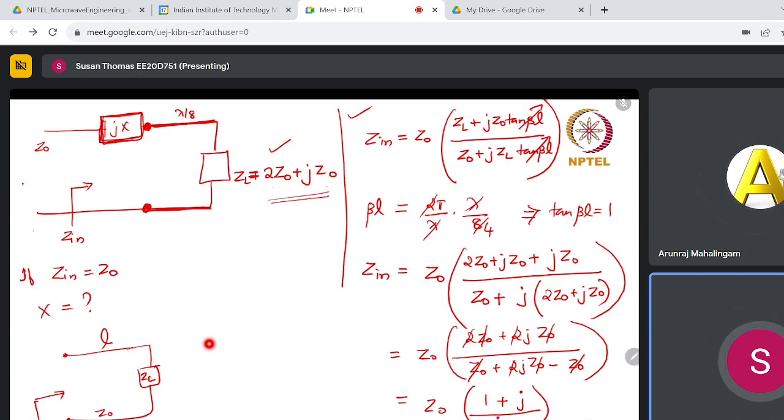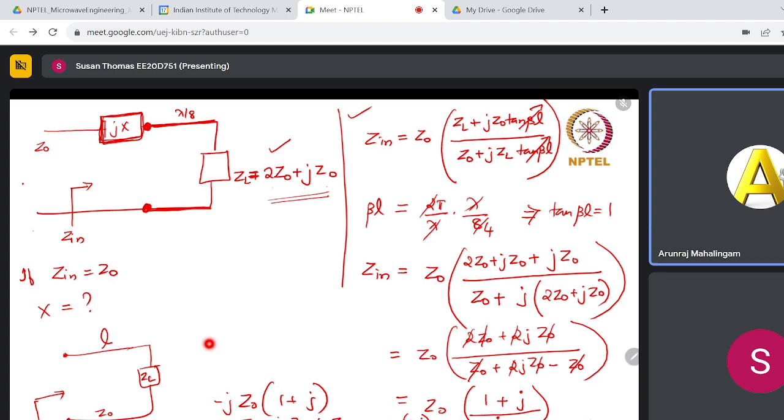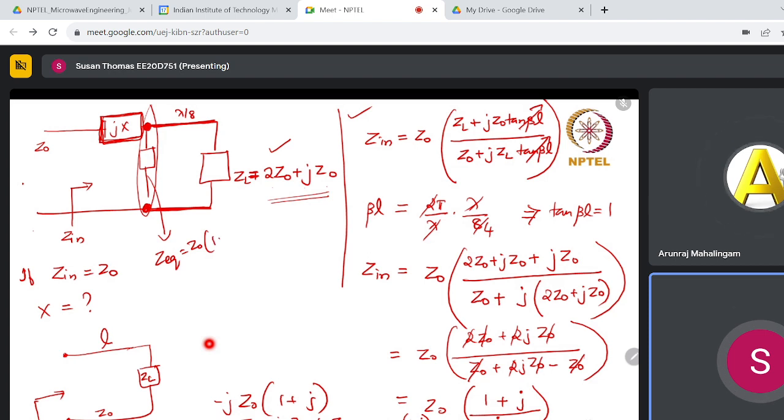So 1 by J is minus J. Minus J Z0 into 1 plus J. Evaluating this, what you will get is minus J Z0 plus Z0, or Z0 into 1 minus J. So at this point you have an equivalent, and the value of that equivalent is Z0 into 1 minus J.